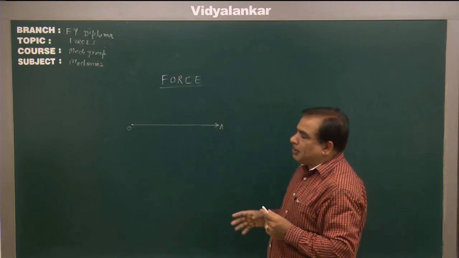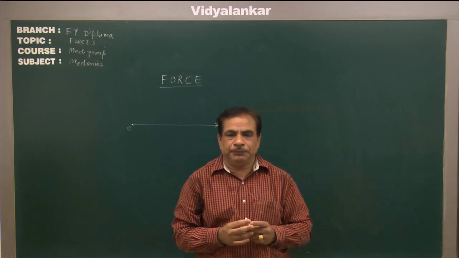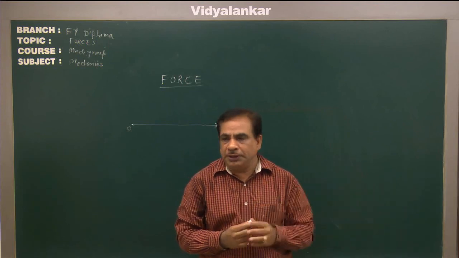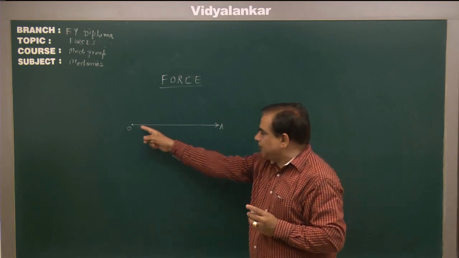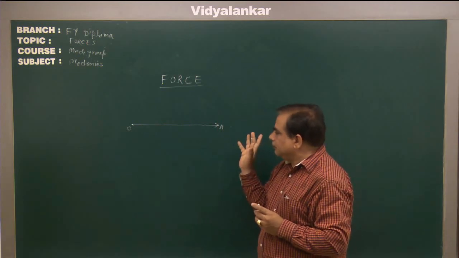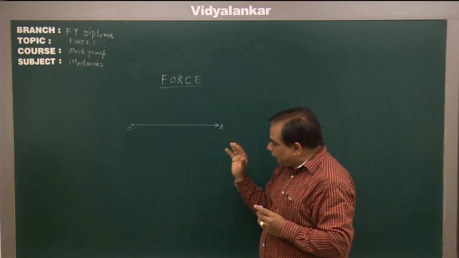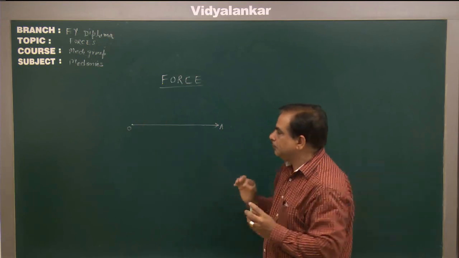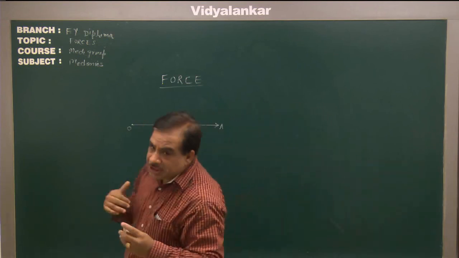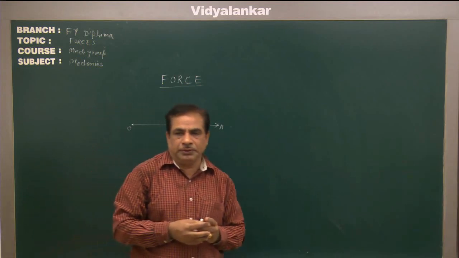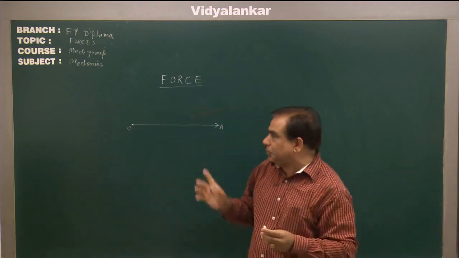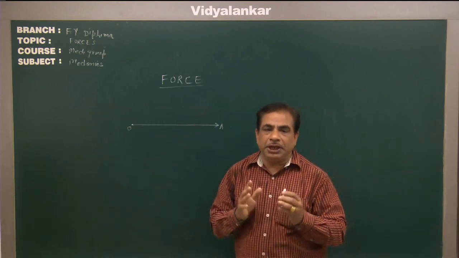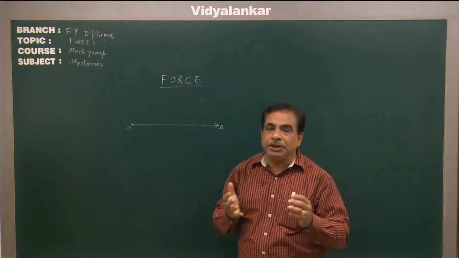There are two types of force, push or pull. Now, if you see the graphical representation, what are the components of force? First one, the point of action. Second one, the nature of the force. Third one, the direction of the force. And fourth one, the magnitude of the force.